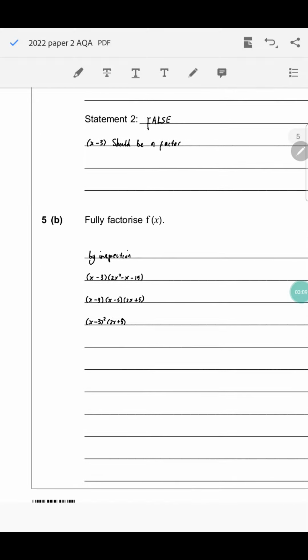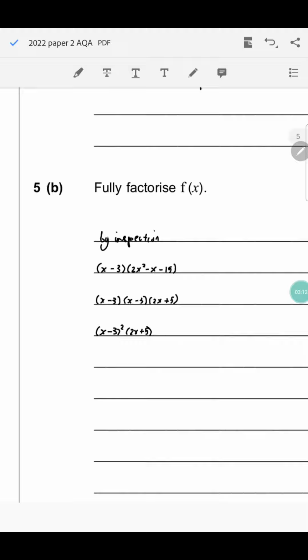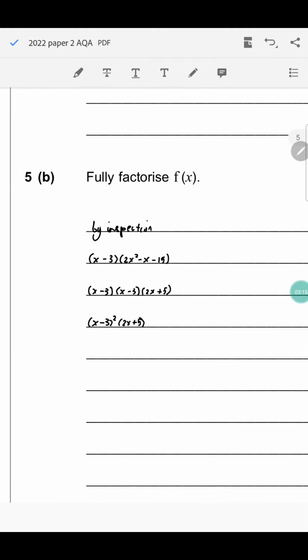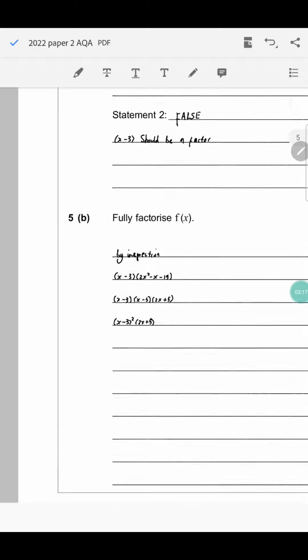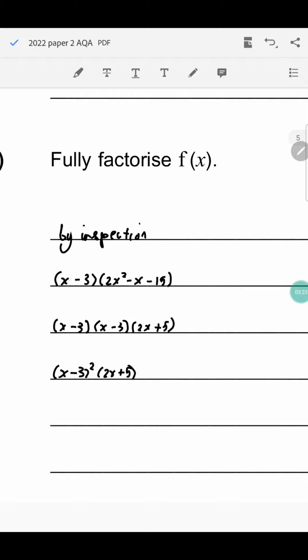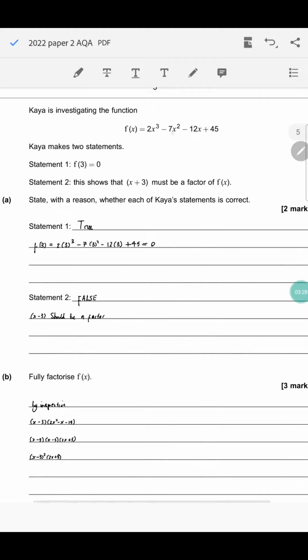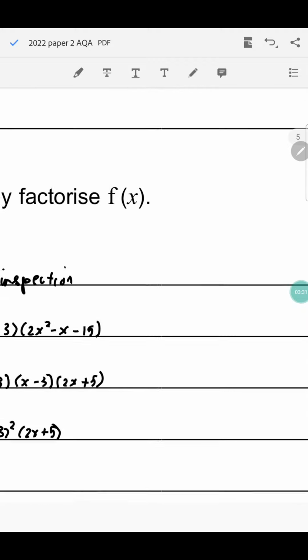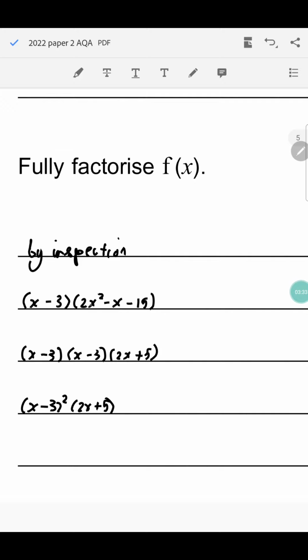Now, question 5b, we can either do this by long division or by inspection, but I did inspection. Now, to get the 2x cubed here, we need to multiply by 2x squared, because x times 2x squared is 2x cubed. Now we have a minus 7x squared here. So to get that, we know that 2x squared times minus 3 would give you minus 6x squared. And to get that other minus x squared, we do minus x multiplied by this x here, which will give you minus 7x squared in total.